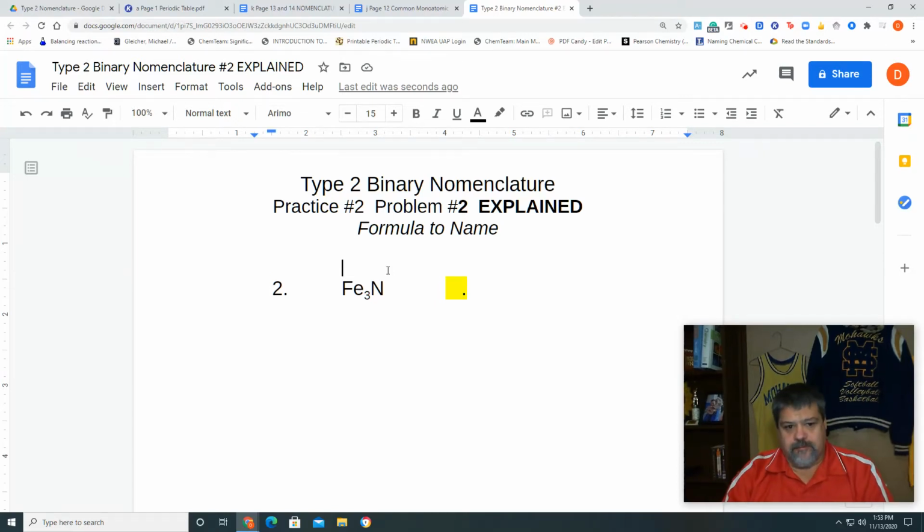Hi guys, today we're going to do type 2 binary nomenclature again, this time with practice sheet number 2, problem number 2, and we're going to explain how to do it. We're going to go from the formula to the name.